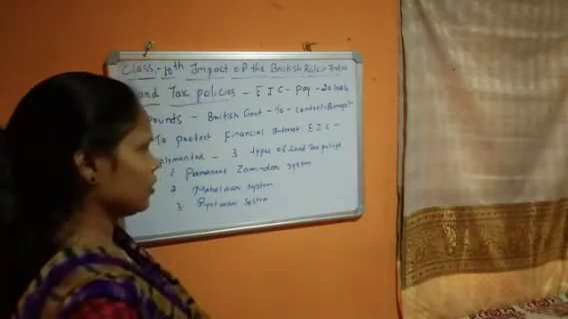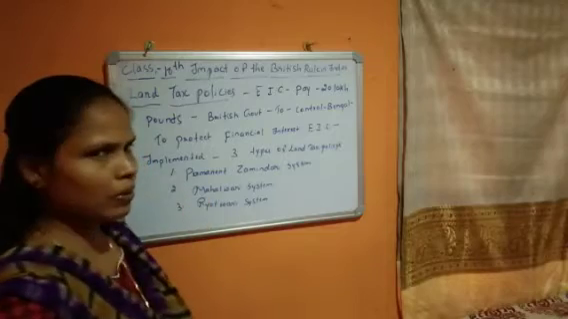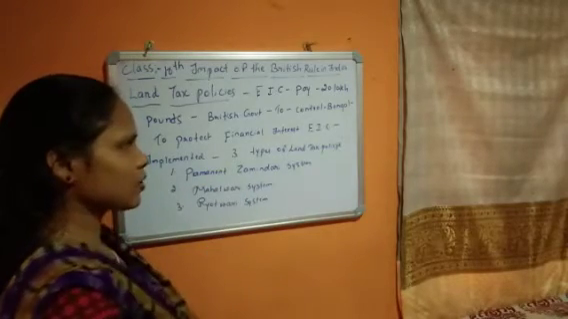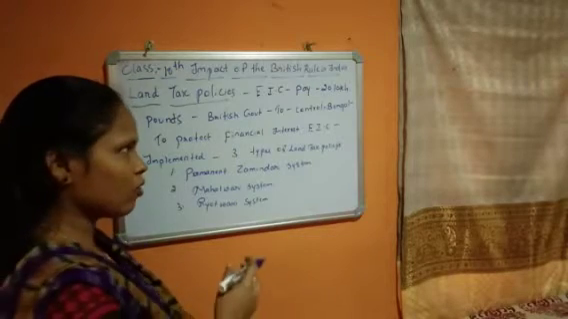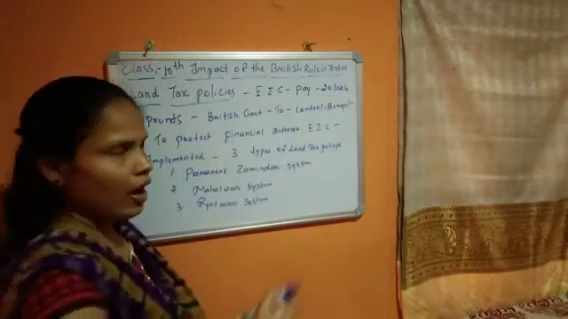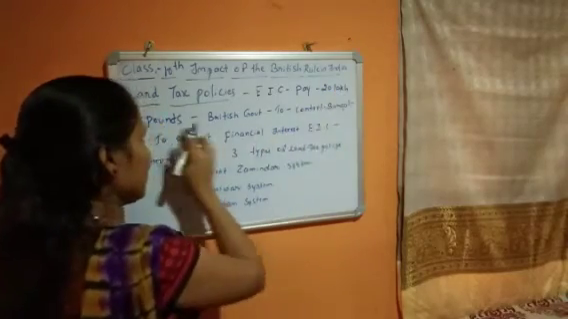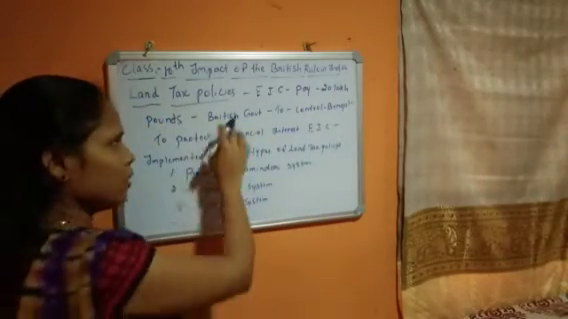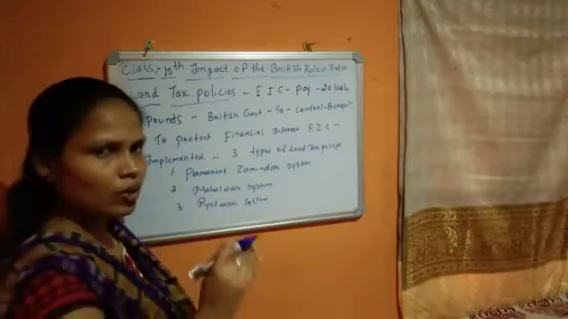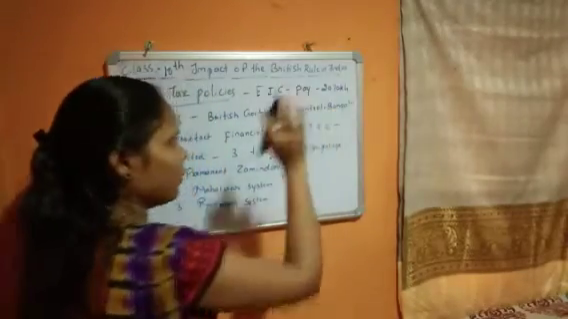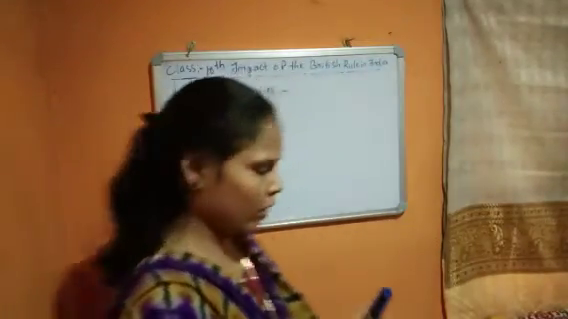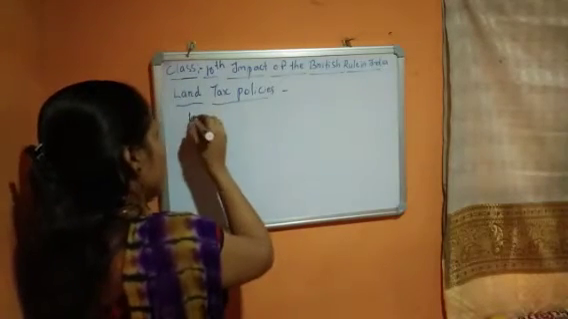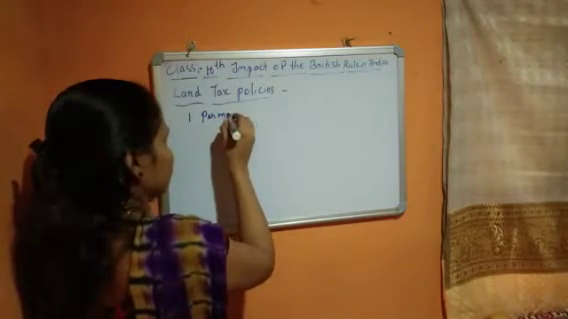Okay, in this way, the British implemented these 3 types of land tax policies in India. Why? Because East India Company had to pay 20 lakh pounds to the British government. Why? To take control over Bengal province. Now we will learn about these land tax policies one by one. First one, permanent zamindari system.